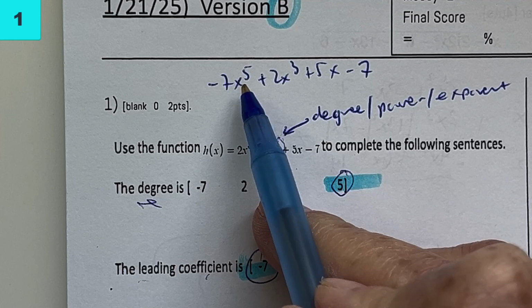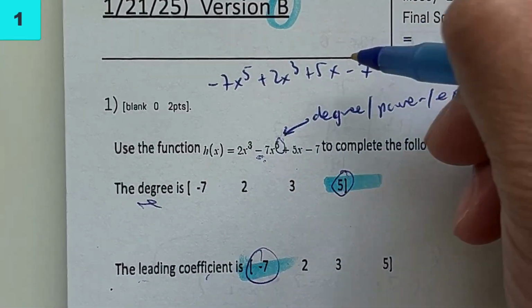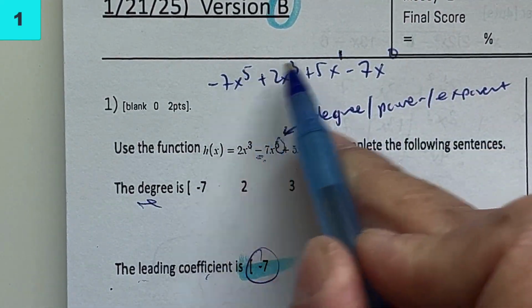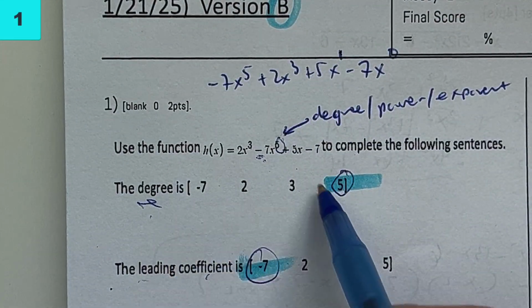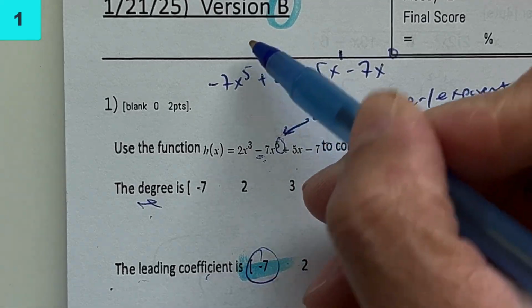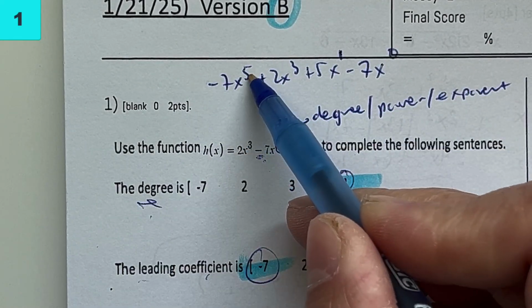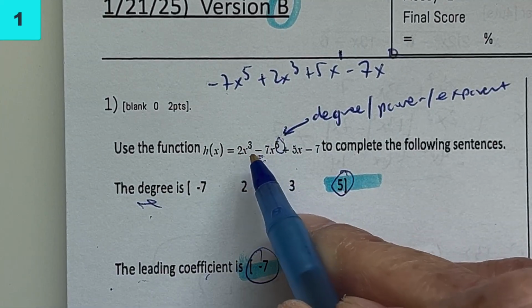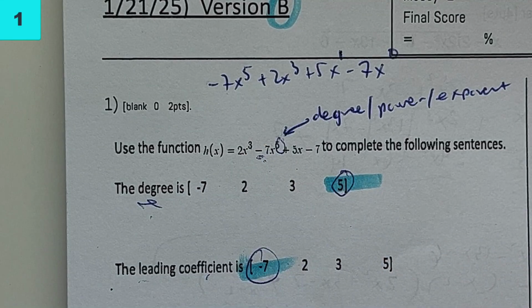How did I write that in descending order? I have a 5, I have a 3, this would actually be a 1, and this would be a 0. So 5, 3, 1, 0, going down. So the degree is a 5th degree polynomial. The leading coefficient is the number in front of that term, so that would be -7. The common mistake would probably be saying the degree is 3 because they just see that first, and then 2. That would be incorrect.